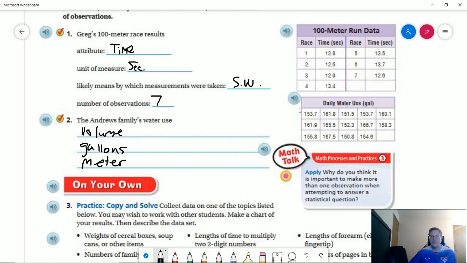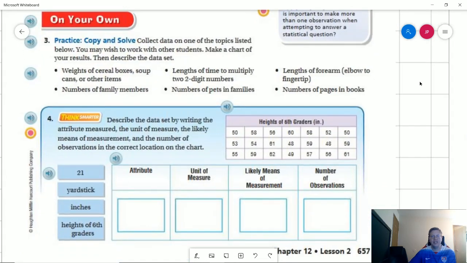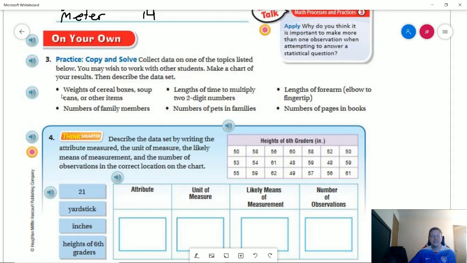The number of observations, so we have 1, 2, 3, 4, 5, 6, 7, 8, 9, 10, 11, 12, 13, 14 measurements. So for number 3, what they want us to do is collect data on one of these topics. And you may wish to work with other students. Obviously, if you are in a situation where you can text or call, you guys can work together as a group. I'm perfectly fine with that.